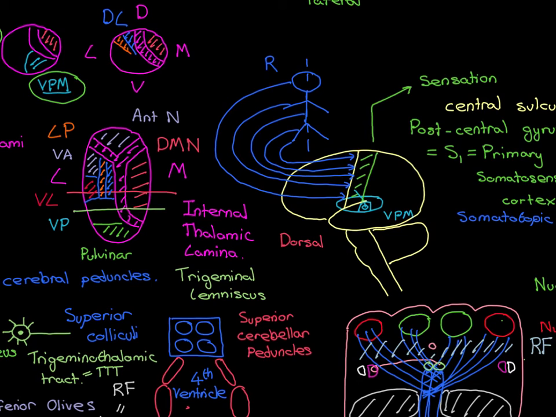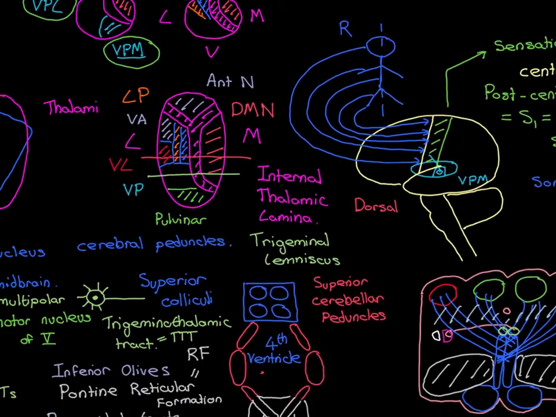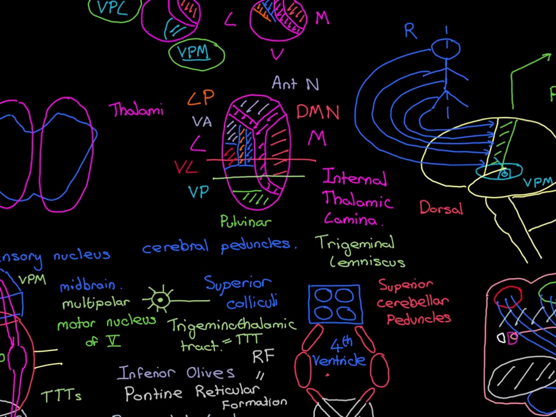And of course, because this is communicating sensory information from the facial region, it's going to come into this region of the primary somatosensory cortex down here, because the head is towards the bottom of the primary somatosensory cortex. Okay, so that concludes our discussion of the trigeminal nerve then, and the trigeminothalamic tract.